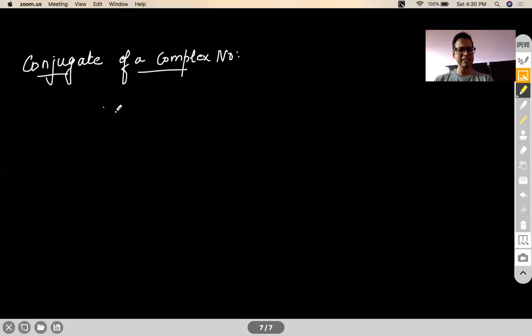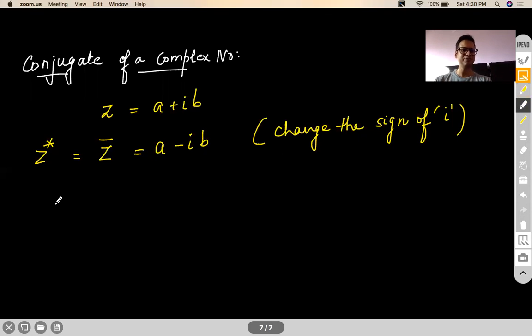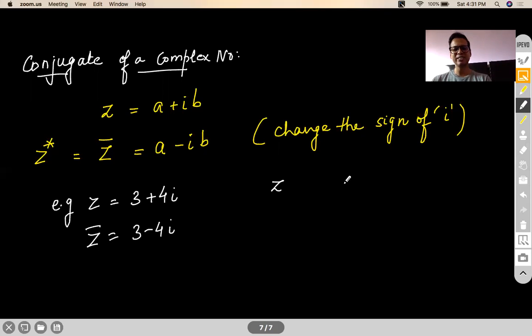Any complex number, if it is a plus ib, its conjugate is represented by a bar. Many international books will represent it as a star. And it is given by a minus ib. In other words, change the sign of i in the complex number. That's it. So for example, if you have z as 3 plus 4i, its conjugate will be 3 minus 4i. If you have a complex number 2 minus 3i, its conjugate will be 2 plus 3i.